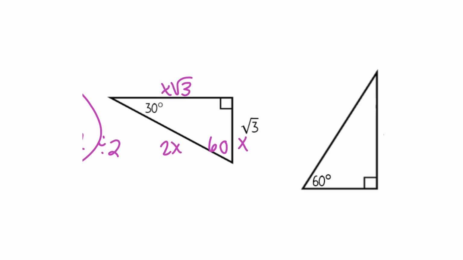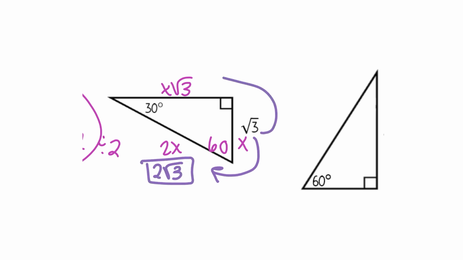Here we have our short leg as root 3. We need to multiply it by 2 to get the hypotenuse and multiply it by root 3 to get to the long leg.